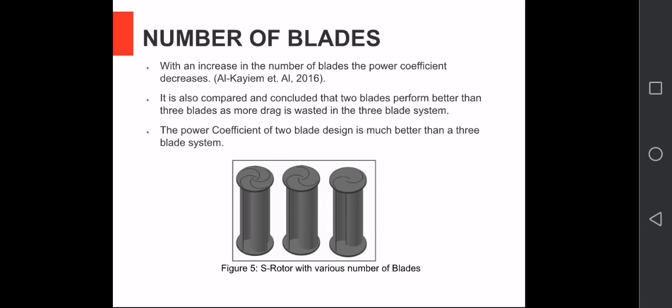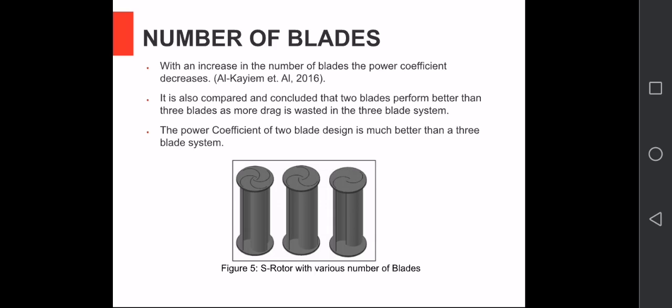Number of blades. So if you are increasing the number of blades of a rotor, for example, the blades that we used were a 2 blade system, and if you want to use a 3 blade design or a 4 blade design, you can use it, but it has some drawbacks. According to Dr. Al-Qaim, it was stated that a 2 blade design is much better than a 3 blade system. The reason being that when one of the blades interacts with the wind currents, the other blades are not coming in contact with the wind.